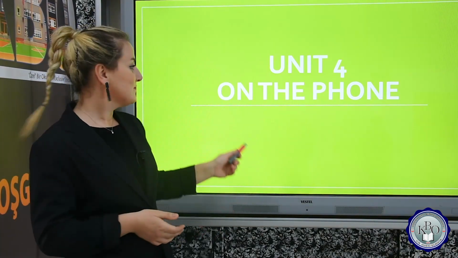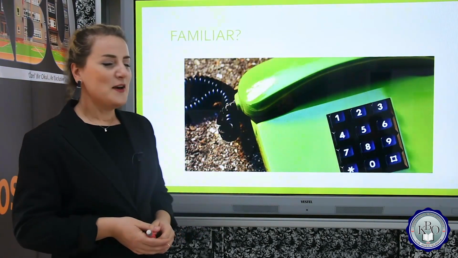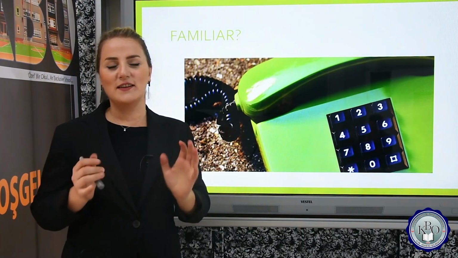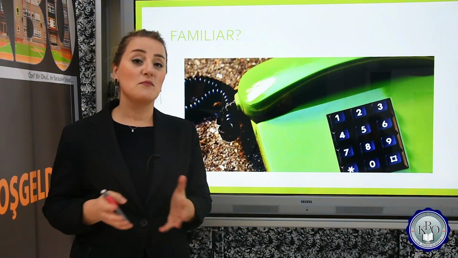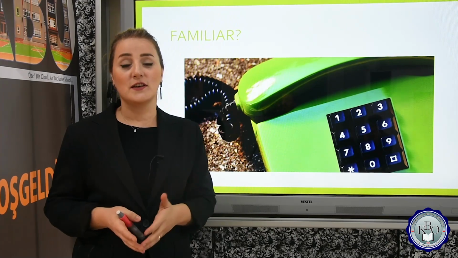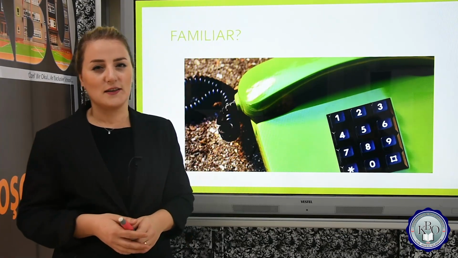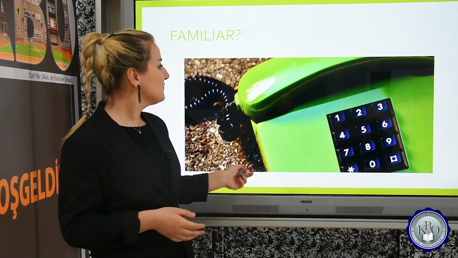On the phone. So is it familiar to you? Nowadays you're all using mobile phones, and this is an old-fashioned type of telephone. Okay, I think it's not so much familiar with you.